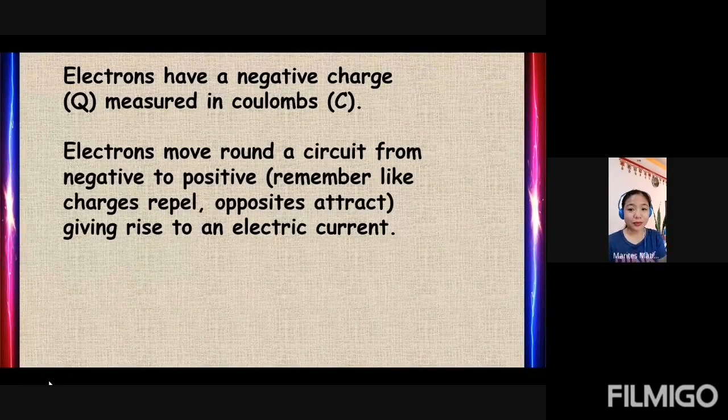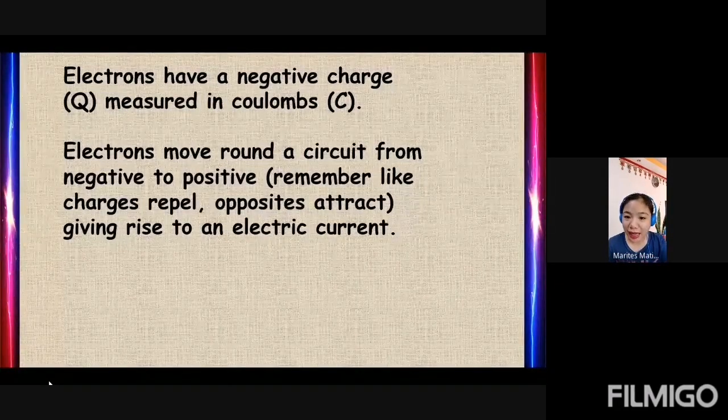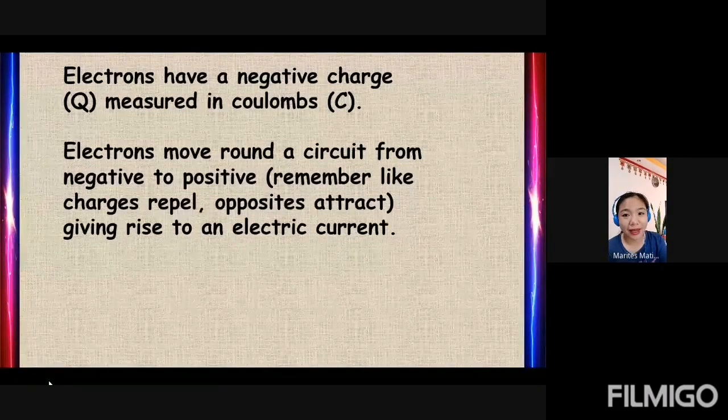So, electrons move around a circuit from the negative to the positive terminal. Take note, that is why, Ma'am, when I put the battery in our remote, it didn't work? Oh, because remember that like charges repel and opposites attract, giving rise to an electric current.